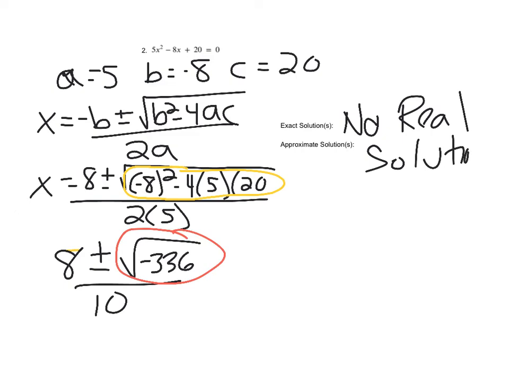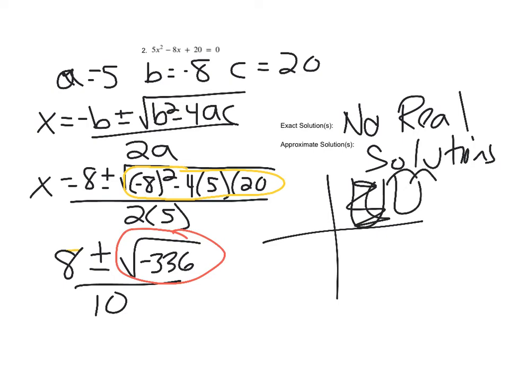What does that look like on a graph? That means that it comes down, sorry, I made it look like it touched. It comes down and never touches the x-axis here.